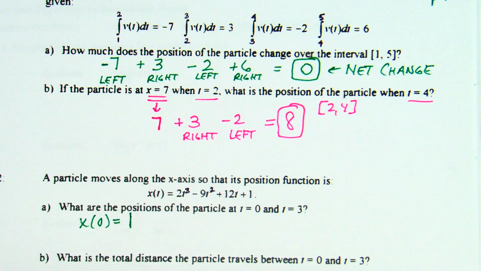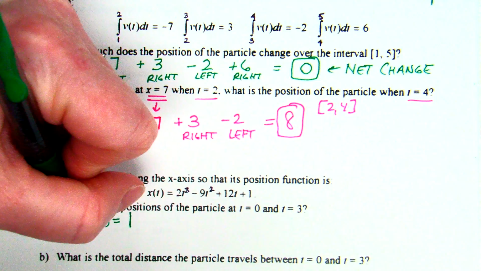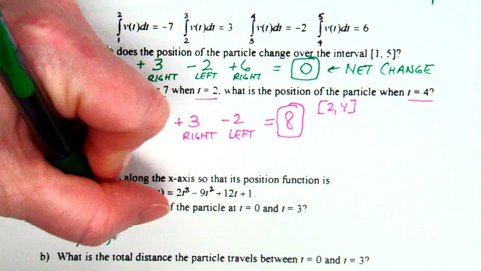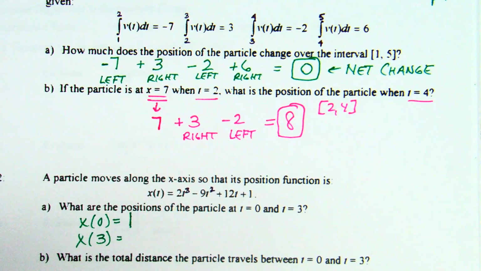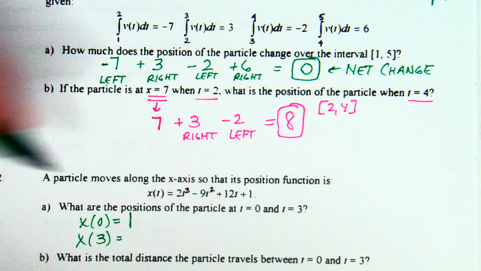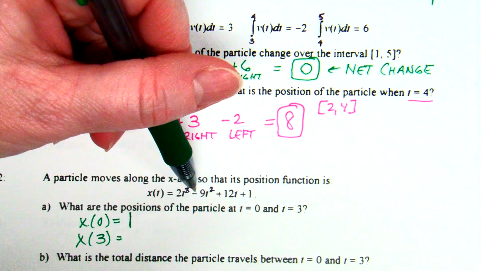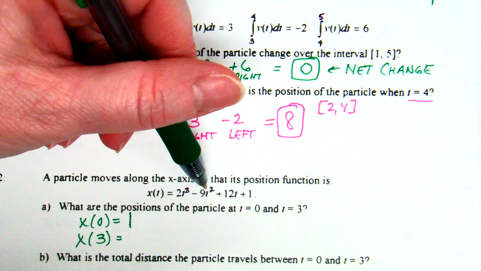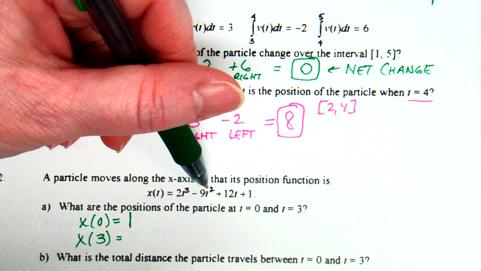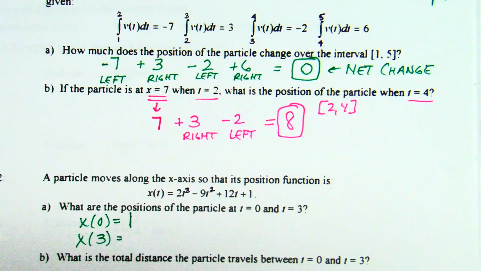It's doable. Well, t cubed, 3 times 3 times 3, there's 27 times 2, 54, minus 81. 9 times 9, 81, plus 36, plus 1. All works out to be 10.